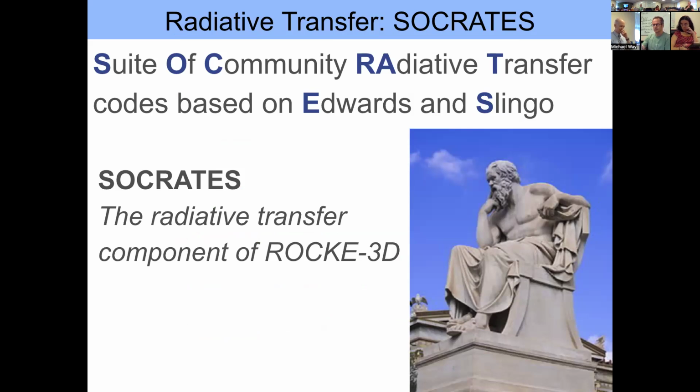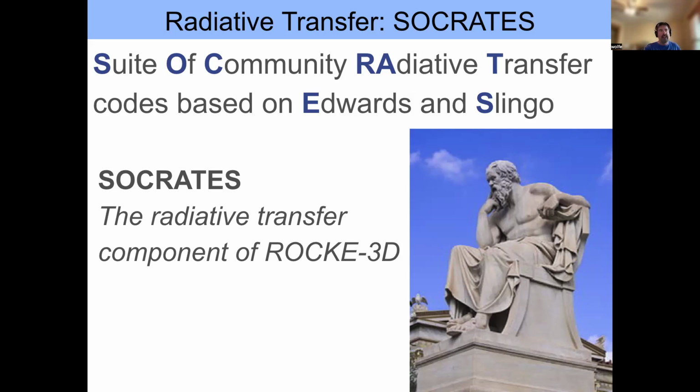All right. So, hi everybody. For those of you who don't know me, I'm Eric Wolf, at the University of Colorado Boulder. I've been sort of the steward of the SOCRATES radiative transfer model within ROCKE-3D for the last number of years. As you can see on the screen, SOCRATES is a long backronym for Suite of Community Radiative Transfer Codes based on Edwards and Slingo, who were two scientists back in the, I believe, 1980s at this point. And SOCRATES has its origin at the UK Met Office.